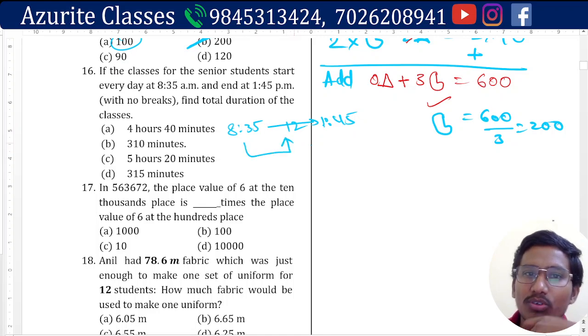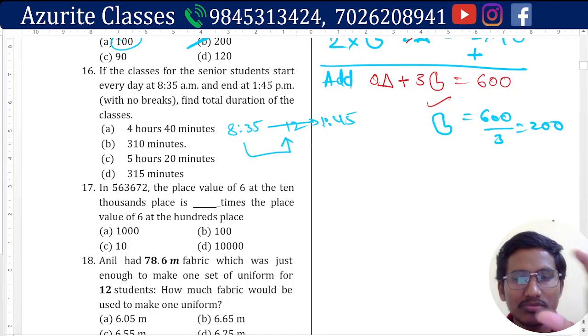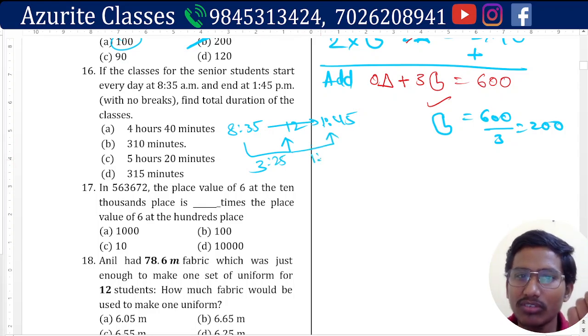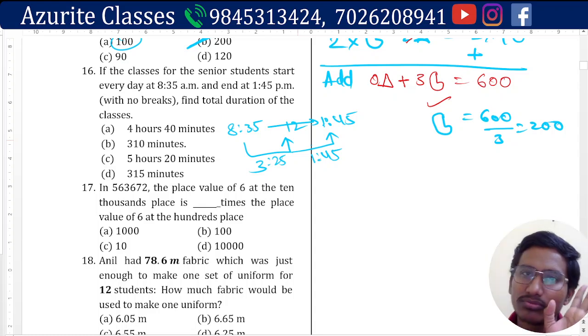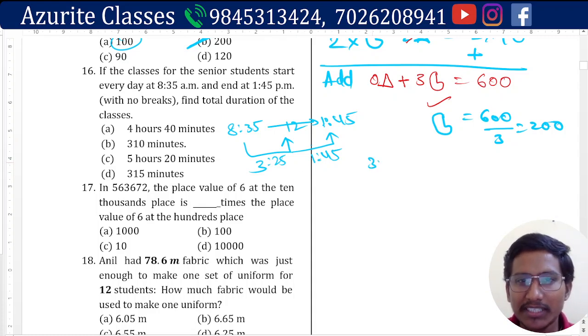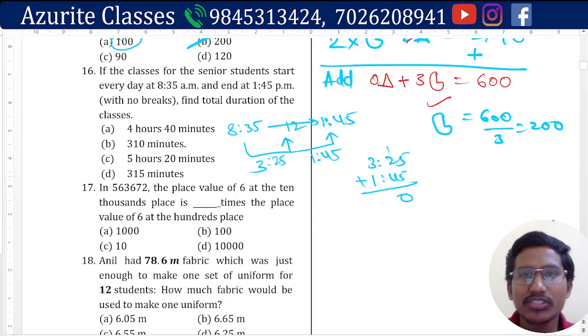So 8:35 to 12 o'clock, 8:35 to 9 o'clock, how many minutes? 25 minutes. So 25 minutes, 9 to 12, 3 hours. 3 hours 25 minutes. This side 12 to 1:45, 1 hour 45 minutes. Directly 12 to 1 hour, 1 to 1:45 means 1 hour 45 minutes directly. So you have to add them both. So that is 3 hours 25 plus 1 hour 45. 25 plus 45 is 70, carry 1, 3 plus 1 plus 1, 5 hours this side. So 60 minutes you have to take and make it 1 hour. So 5 hours 10 minutes will be the answer.